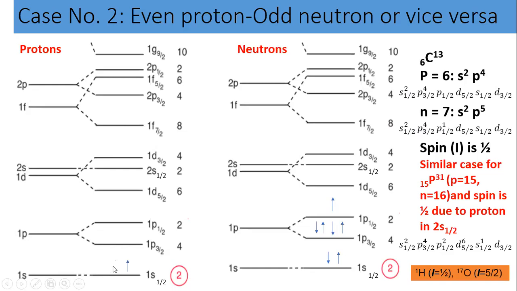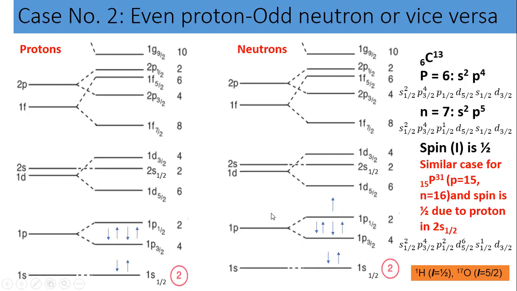So the first proton has up spin, the second proton has down spin, and s is totally filled. Now the protons move to p3/2: up spin, down spin, up spin, down spin. So the protons are filled up, because the maximum number of protons is 6. The neutrons fill the same way, but the seventh neutron moves to p1/2, because the maximum capacity of p3/2 is 4, and next we move to p1/2.